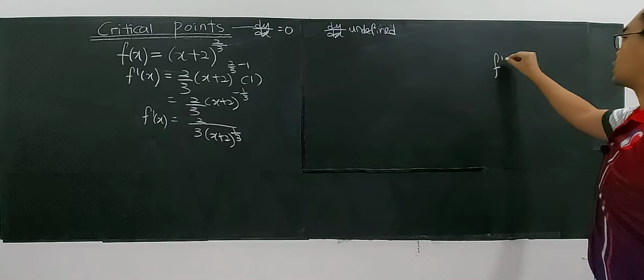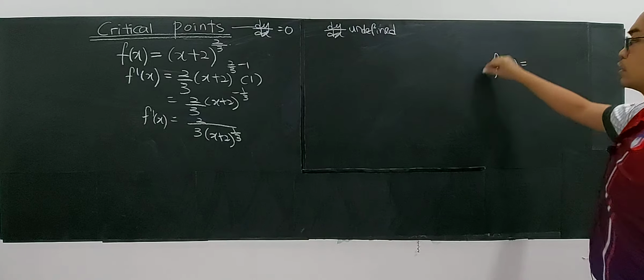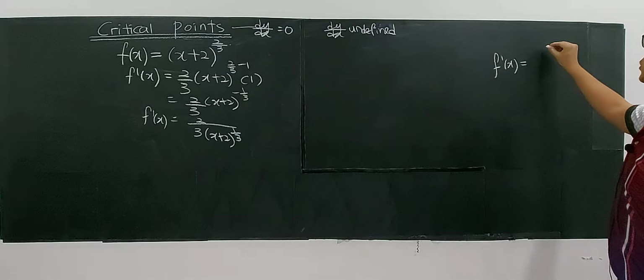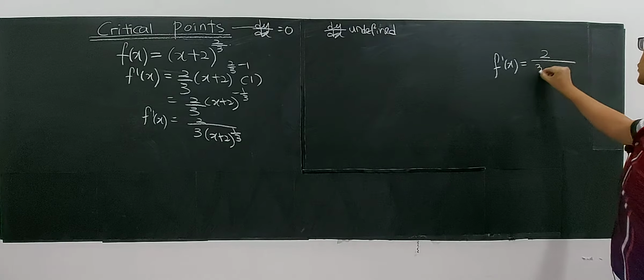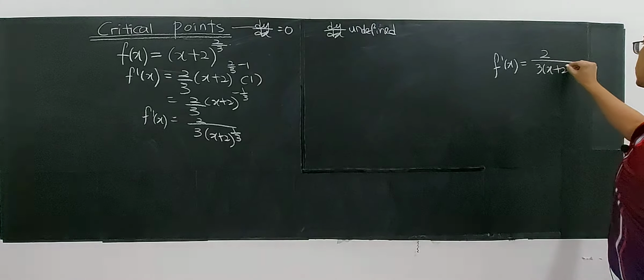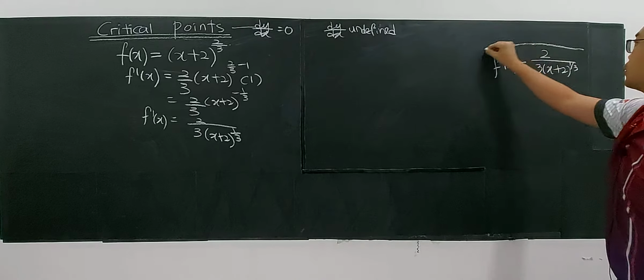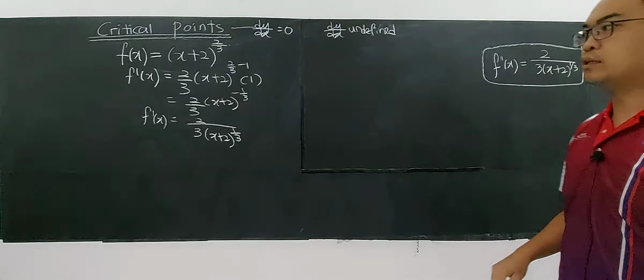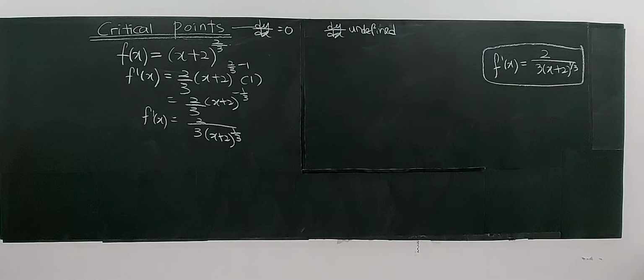I jot it down here because this function, the gradient function, is very important: 2 over 3 (x plus 2) to the power of 1/3. This is my reference for finding the critical points.